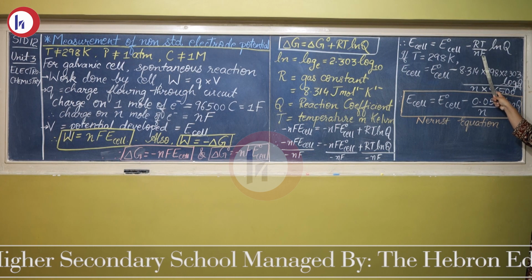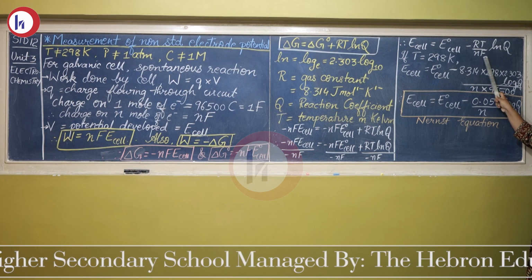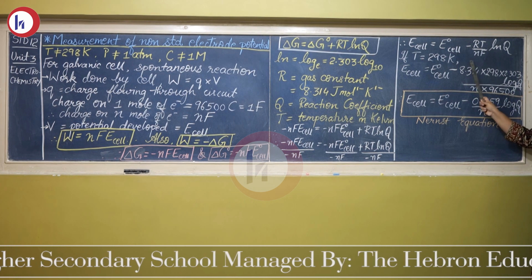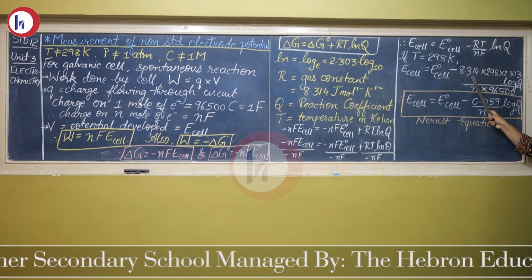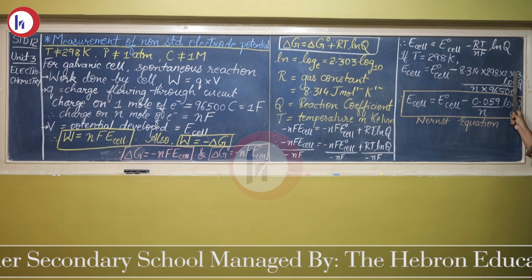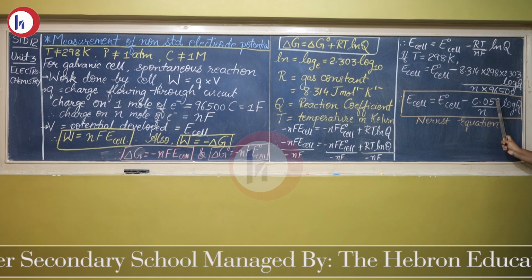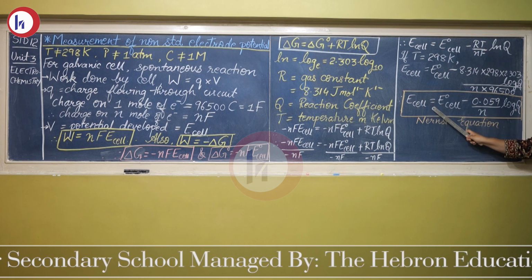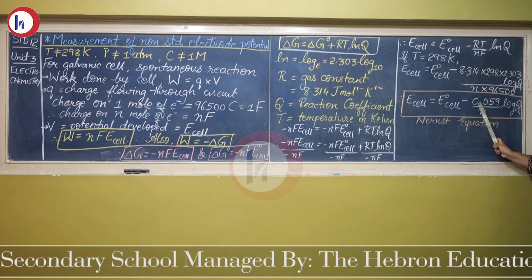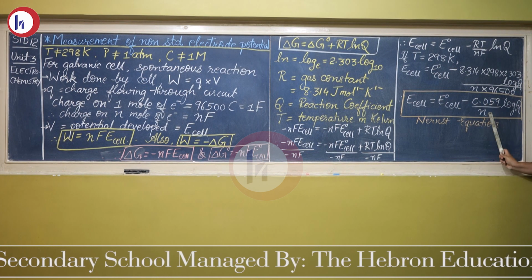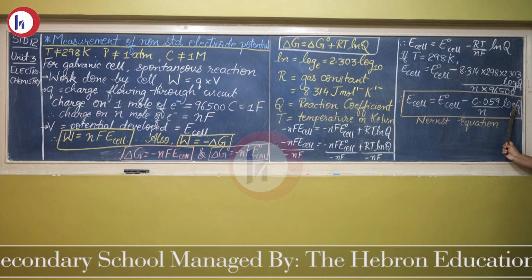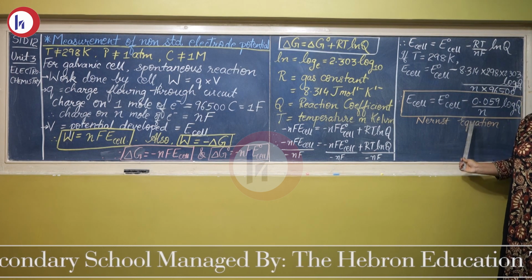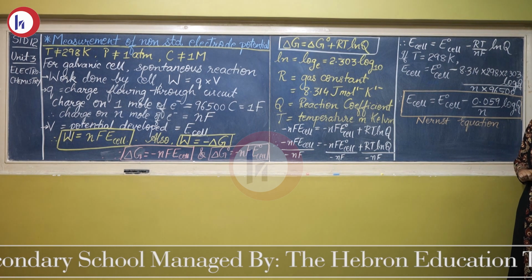n stands for the number of electrons that are exchanged during the entire chemical reaction, and F, that is Faraday, is 96500 coulombs. So, this entire value on calculation, 8.314 into 298 into 2.303 divided by 96500, we get the value of 0.059. So, we get the equation E cell equals E naught cell minus 0.059 upon n into log of Q. This equation is termed as the Nernst equation to calculate the non-standard electrode potential of a cell.